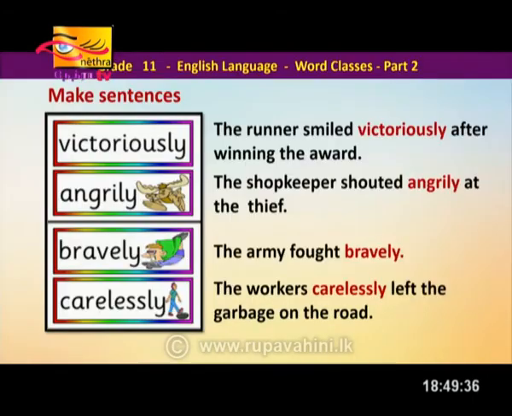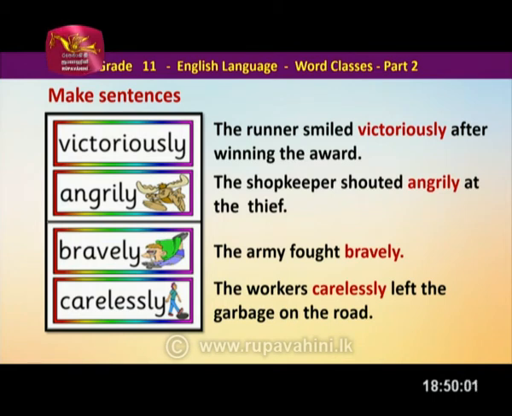The runner smiled victoriously after winning the award. The runner smiled victoriously, with a very victorious smile. How did he smile? Victoriously. The verb is smile. You have ly at the end of the word, right? Note that as well.